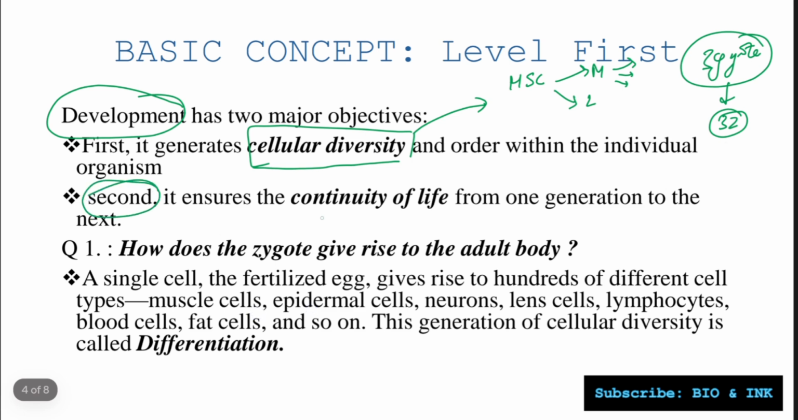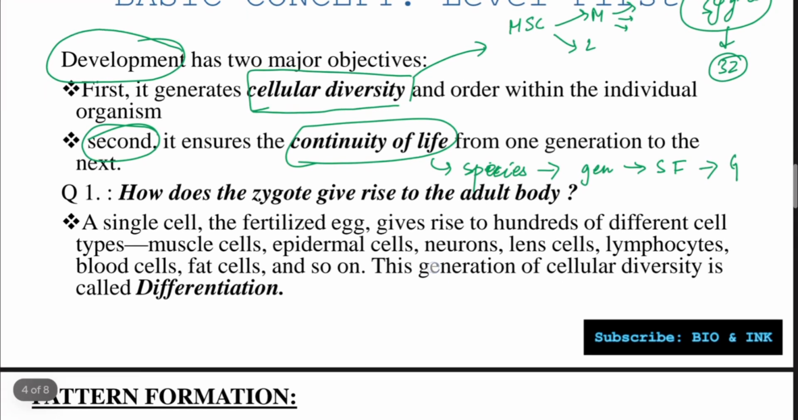Now second comes continuity of life. As a species, we are supposed to give birth to the next generation. That is what survival means, right? Survival of the fittest means we are happily leading on to the next generation without much harm. So continuity of life is one of the most important factors in developmental biology.